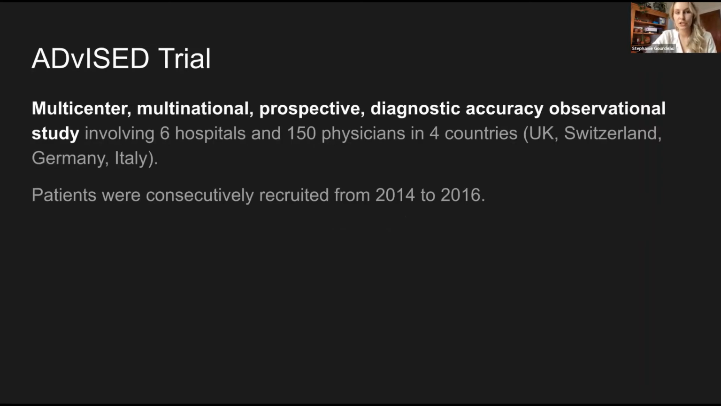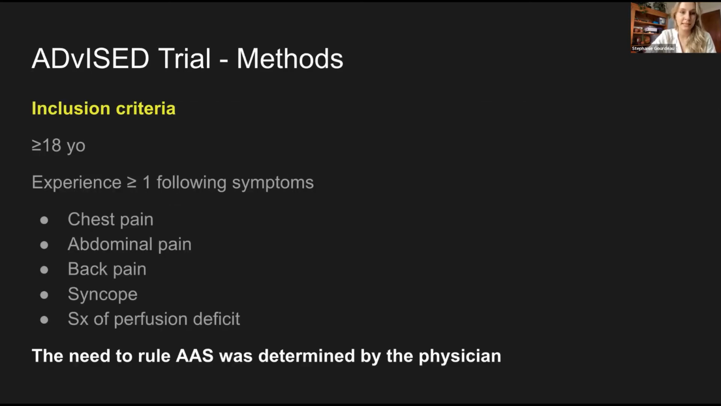So it was, as mentioned, a multi-center, multinational, prospective, diagnostic accuracy observational study. It involved 6 hospitals and 150 physicians in 4 countries, being the UK, Switzerland, Germany, and Italy. And patients were consecutively recruited from 2014 to 2016.